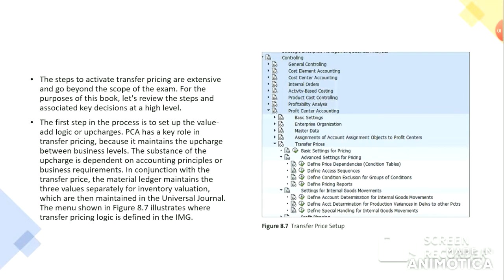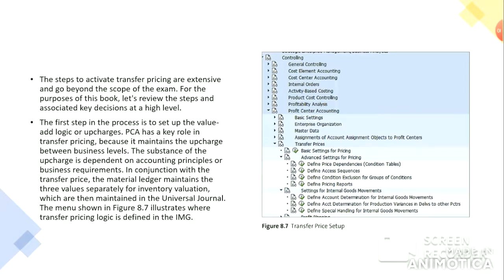The steps to activate transfer pricing are extensive and go beyond the scope of the exam. For the purposes of this book, let us review the steps and associated key decisions at a high level. The first step in the process is to set up the value add logic or upcharges. Profit center accounting has a key role in transfer pricing because it maintains the upcharge between business levels.